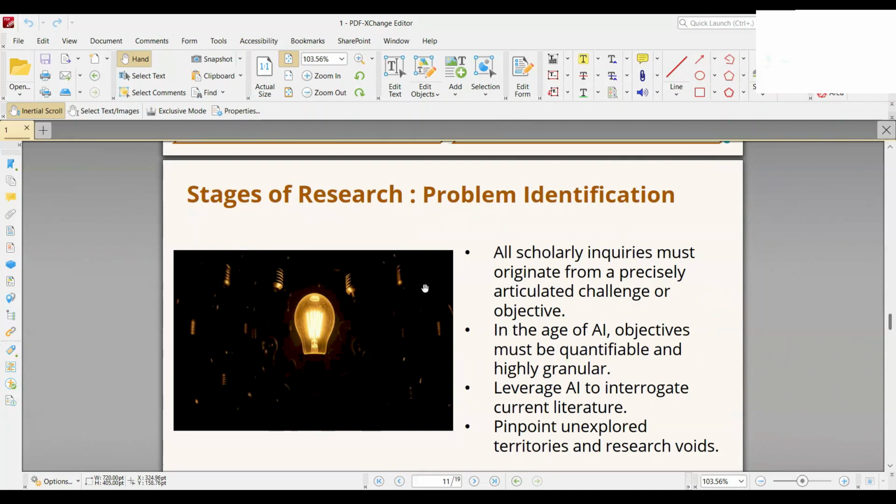The problem identification: all scholarly inquiries must originate from a precisely articulated challenge or an objective. In the AI era, the objectives must be quantifiable and highly granular, and leverage AI to interrogate current literature, pinpoint unexplored territories, and research voids.